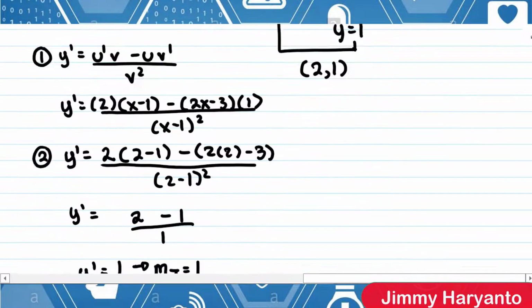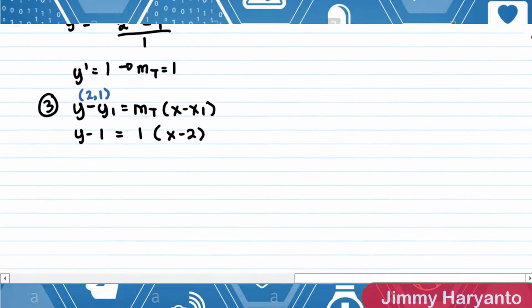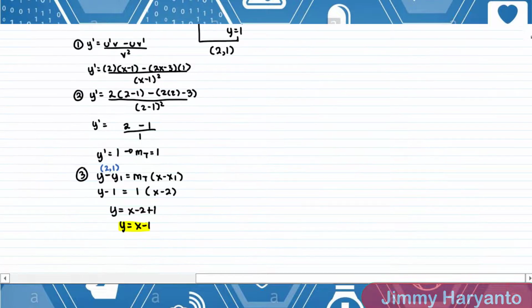And we can use this point to find the equation of the tangent. So y minus 1 equals the gradient of the tangent, which is 1, times x minus x1, which is 2. Okay, so you will have x minus 2 plus 1, so y equals x minus 1. So this is the answer for number 1D.